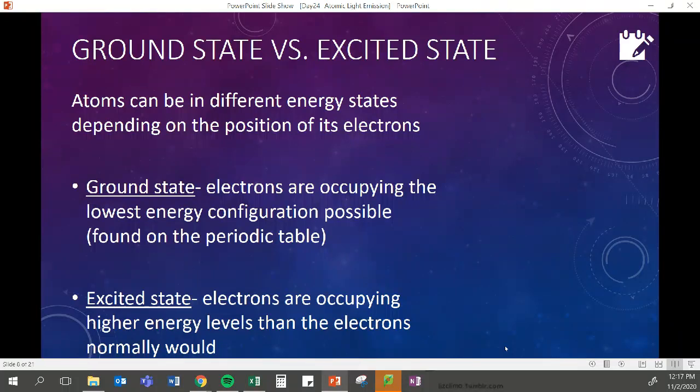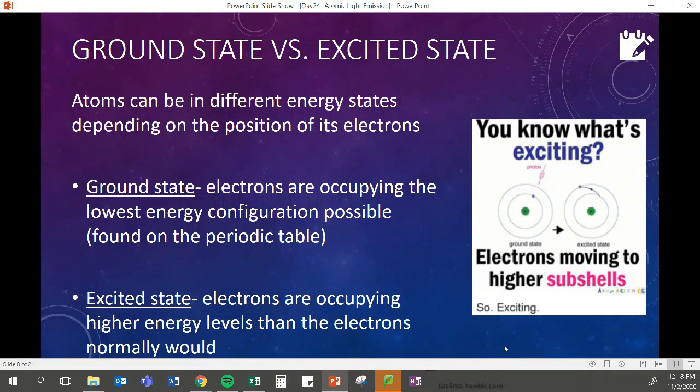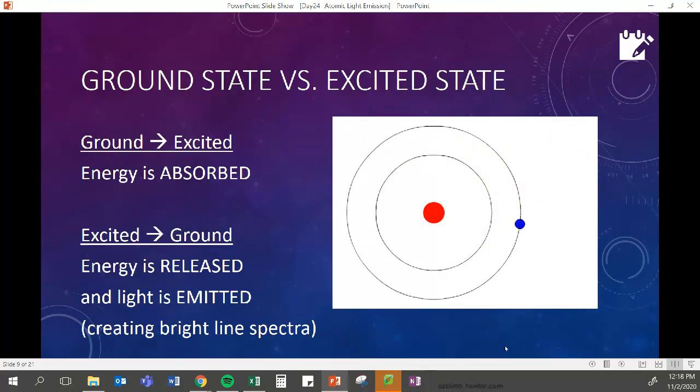But we can also have electrons occupying what's called an excited state. So here the electrons are occupying a higher energy level than they normally would. Here we have a picture: electrons moving to higher subshells. So they become excited if they move up. As we go from ground state, that lower shell, to a higher energy level, we are absorbing energy, because it needs that energy to jump up to the next level. That's what's shown here.